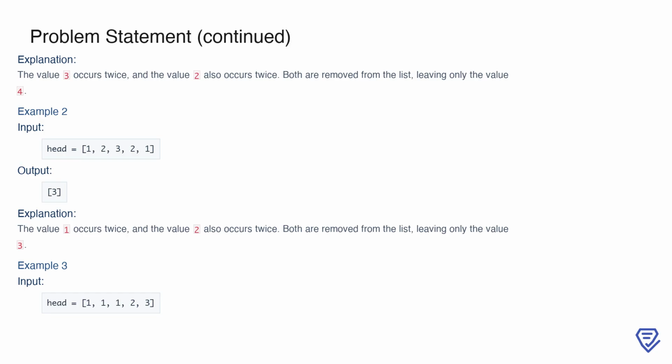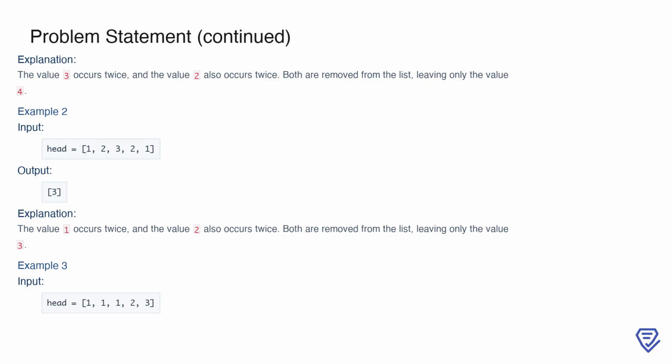Now, let's look at another example to clarify the process. Suppose the input list is 1, 2, 3, 2, 1. In this case, the values 1 and 2 each appear twice in the list. Since duplicates are not allowed in the output, both of these values are removed entirely. This leaves only the value 3 in the list, which is distinct and does not have any duplicates. Therefore, the output for this example would be 3.